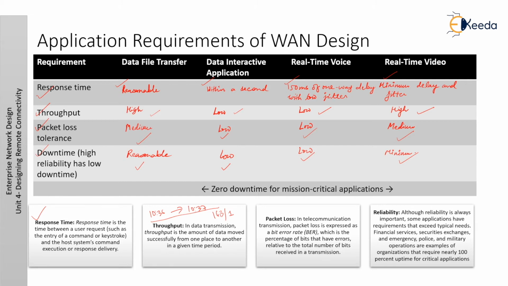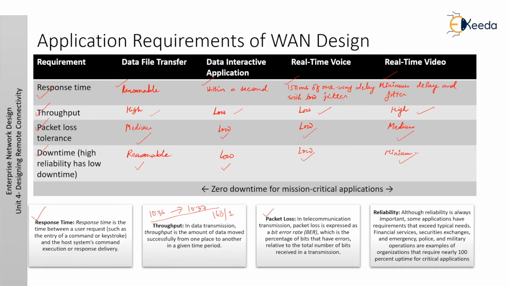Packet loss. In telecommunication transmission, packet loss is expressed as bit error rate, which is the percentage of bits that have errors relative to the total number of bits received in a transmission. This might happen because of communication delay or whatever else may occur in communication. Due to that, packet loss might happen.